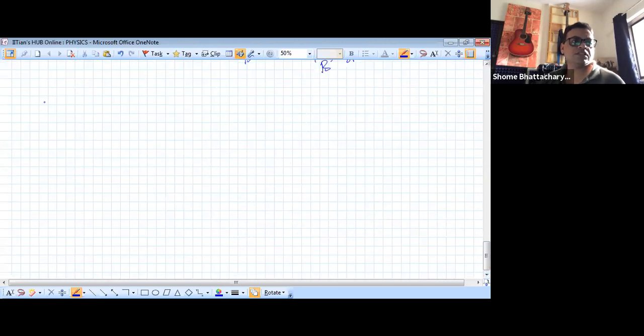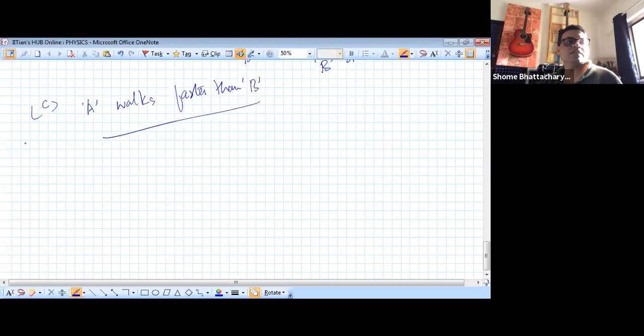Now the next option, let's see what it's saying. So it says that A walks faster than B. Again, this is wrong. Because we can see that what is happening, actually B overtakes A.